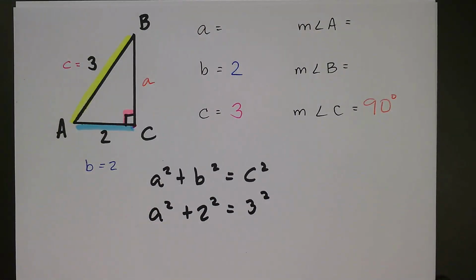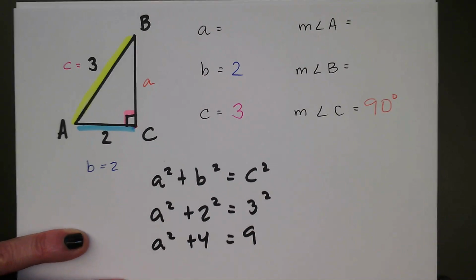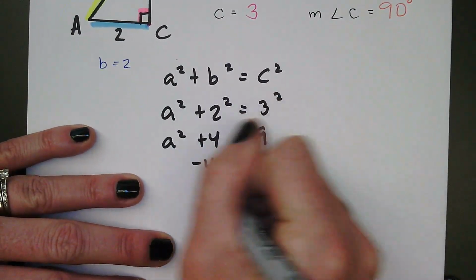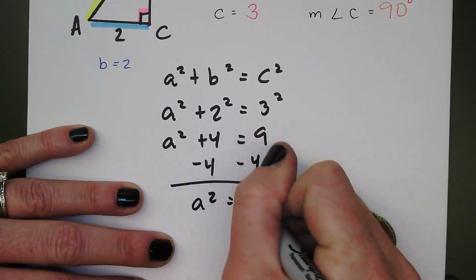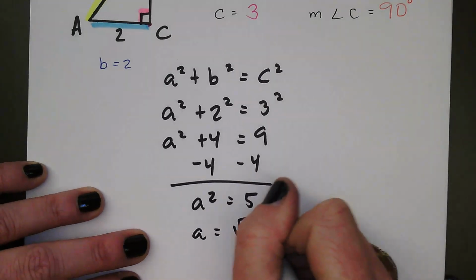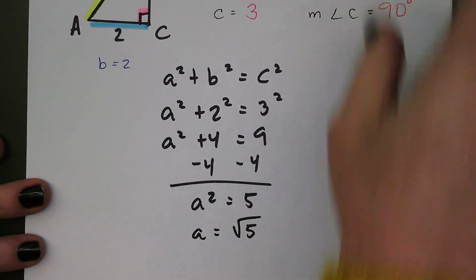I'm going to find this value right here. a squared plus 4 equals 9. Move it up a little bit just to finish solving this. I'll subtract 4 from both sides. So I get a squared equals 5. Now, in order to solve for a, I'm going to take the square root. So if I'm leaving it in simplest radical form, this is my final answer.